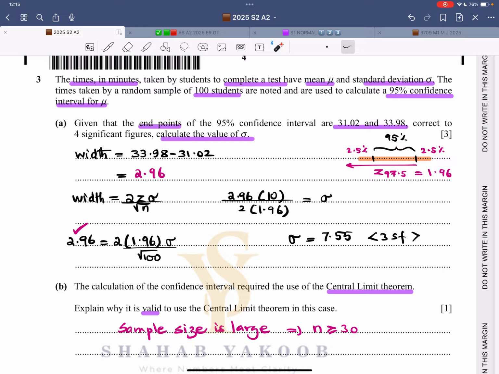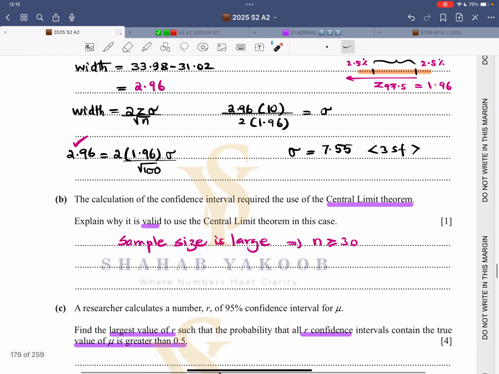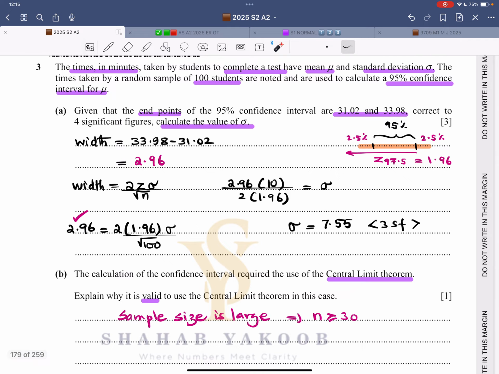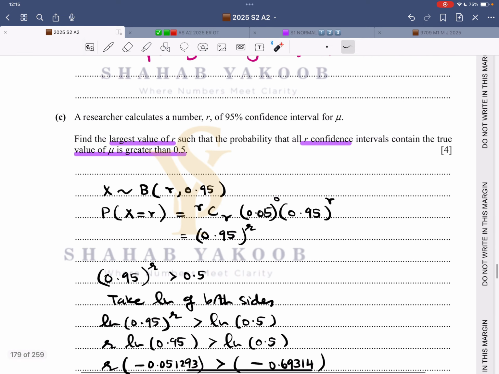So now, what is the confidence interval? 95%, 2.5%, 2.5%, read for 97.5. And then you find the value of sigma, 7.55, 3 SF. The calculation of the confidence interval required the use of the central limit theorem. Explain why it is valid. It's valid because the sample size is large. n is greater than or equal to 30. What is the value of n? That is 100.